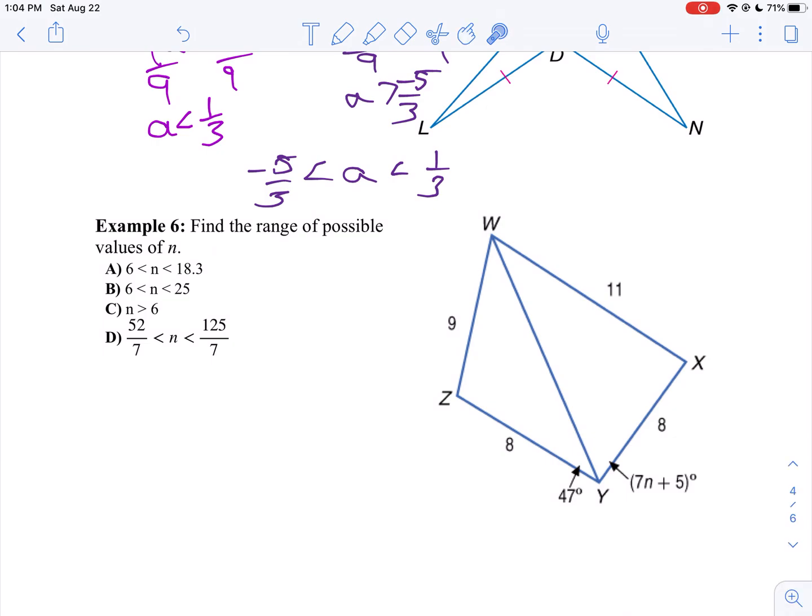On example 6, notice we have the hinge theorem again. We know 8 and 8 are congruent. WY is congruent by the reflexive property, so we're actually comparing angles. So we're doing the converse of the hinge theorem. And notice 9 is less than 11. Or I could say, I always like to write the variable on the right-hand side, so 11 is bigger than 9. So we're going to say 7n plus 15 is greater than 47.